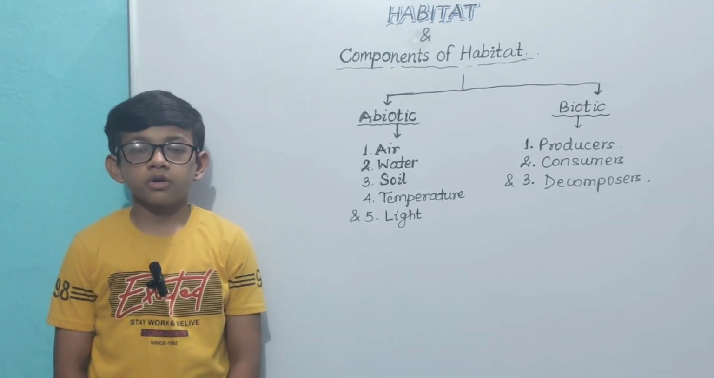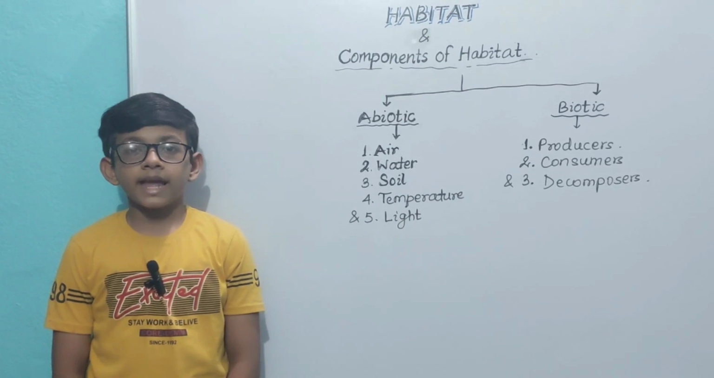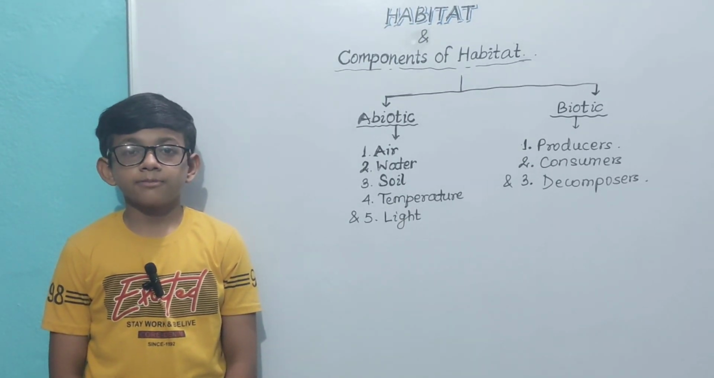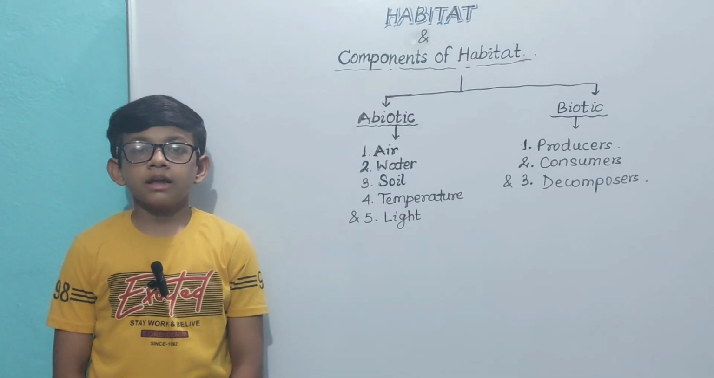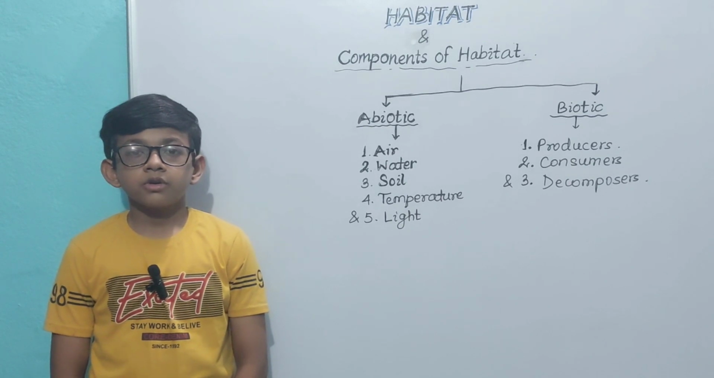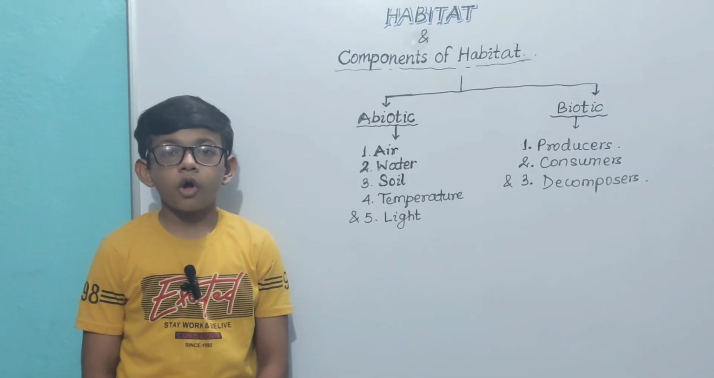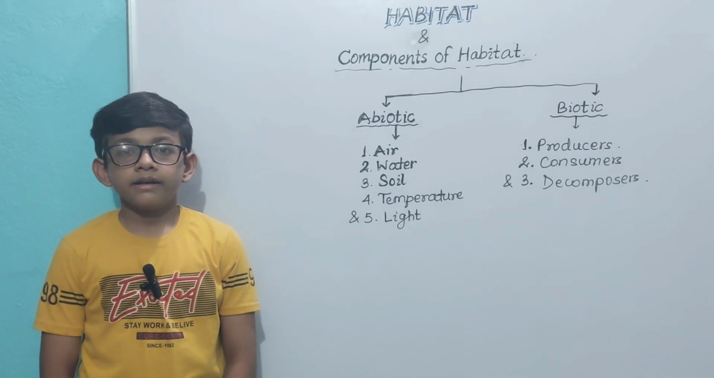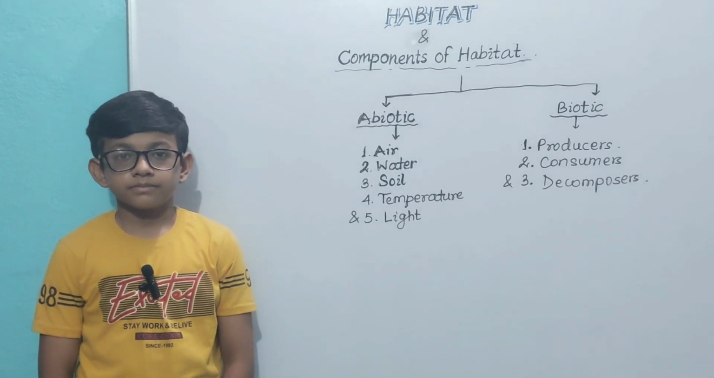Nitrogen gas is also very important for all organisms. Animals get it from plants, and plants get it from soil. Soil bacteria like blue-green algae fix nitrogen from air to soil. Air occupies space, has weight, and exerts pressure.